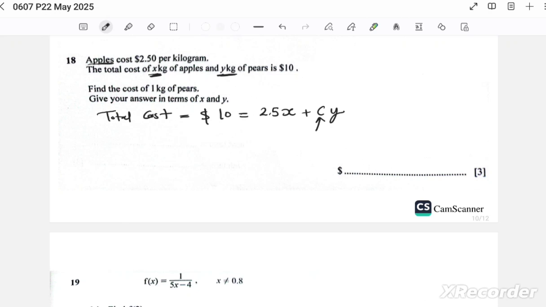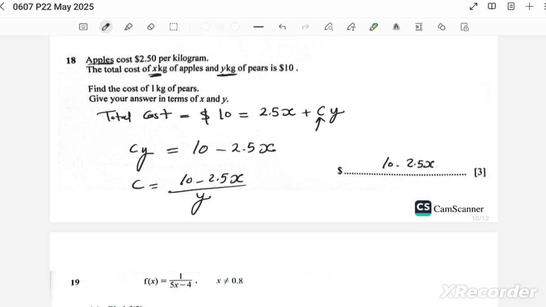So let's rearrange the equation. So 10, so this CY equals 10 minus 2.5x. So C equals 10 minus 2.5x over Y. So the answer is 10 minus 2.5x over Y. So this is the answer in terms of X and Y.